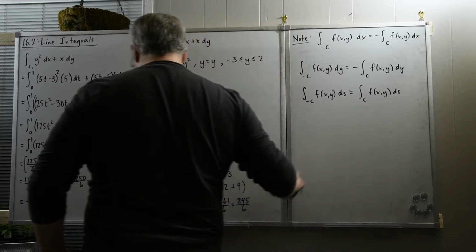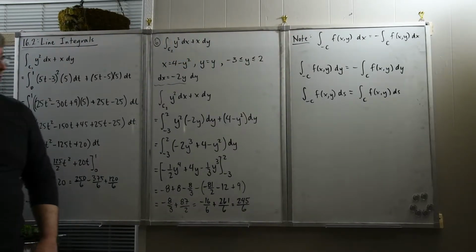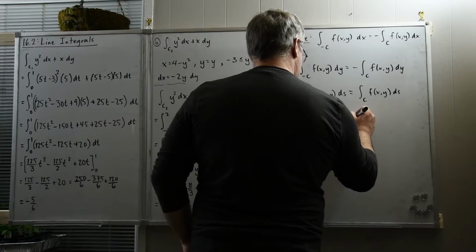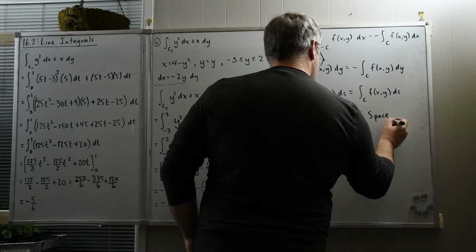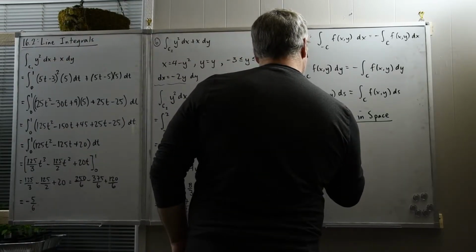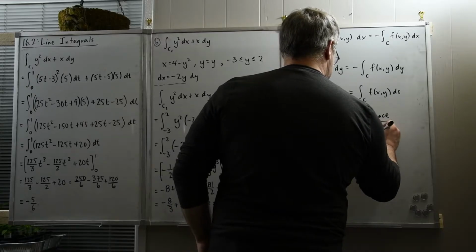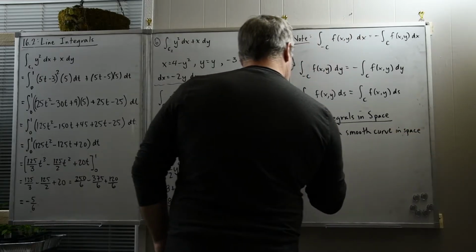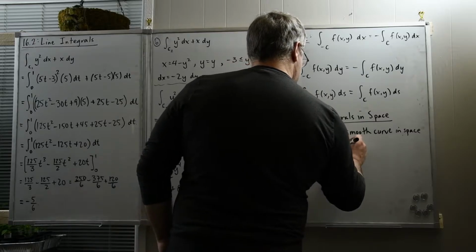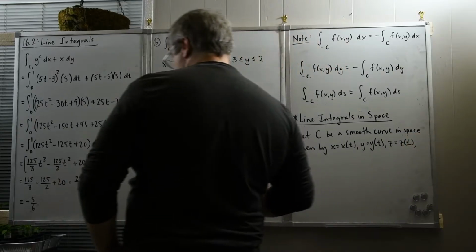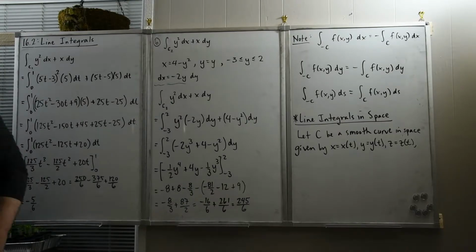All right, so now let's take a look at line integrals in space. So we're going to let C be a smooth curve in space, given by x equals x of t, y equals y of t, z equals z of t, where t ranges from a to b.